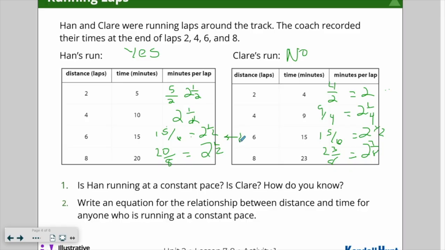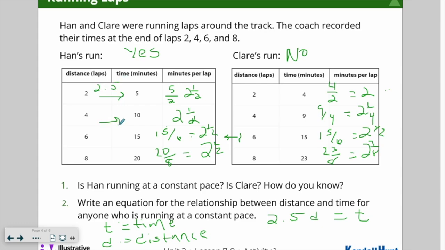So write an equation for the relationship between the distance and time for anyone who is running at a constant speed. So let's let t be the time and d be the distance. So we're multiplying Han's distance by 2.5 to get his time. Starting at distance, and we're multiplying by 2.5 to get his time.